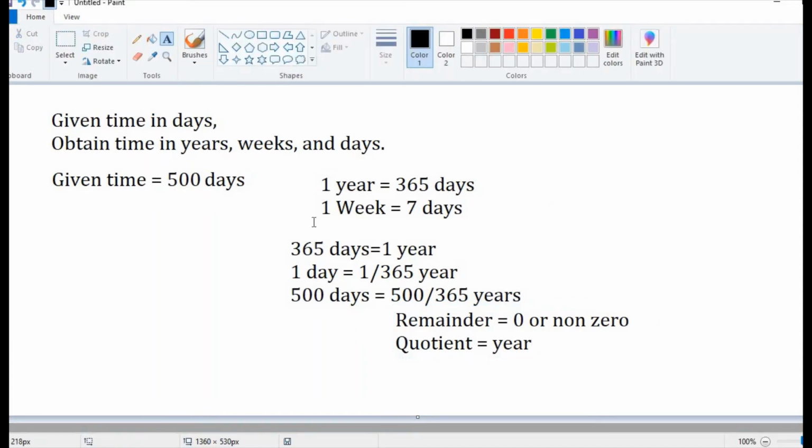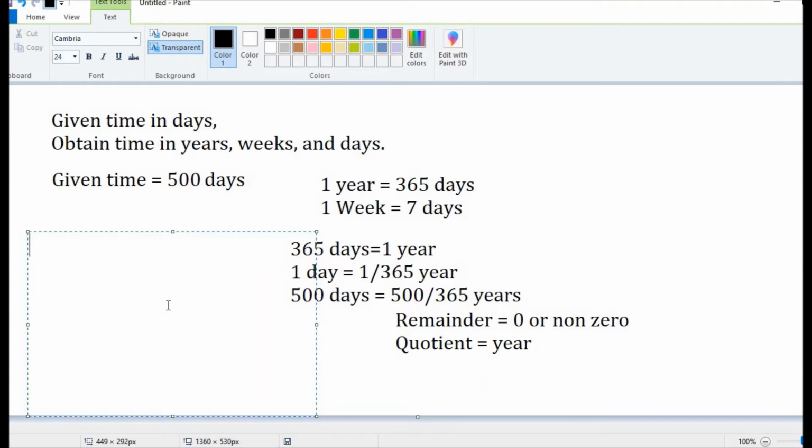Okay, so I'll take a very simple example here. Let's say I have 367 days. So let's say given days are 367. All right, now 365 days equals 1 year. 1 day equals 1 by 365, and 367 days equals how many years? 367 divided by 365, right? So obviously in this case your quotient would be 1, right? And the remainder would be 2, right? So 1 year, and then we have 2 days, right?